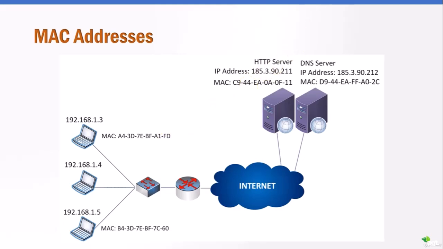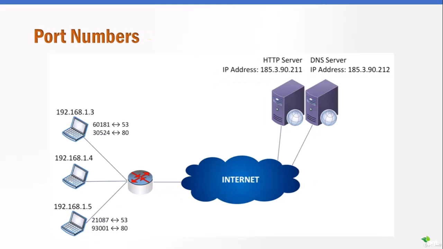And the third type of addressing are port numbers. Port numbers help us distinguish between different services running on a certain host. For example, this host over here is going to use its port number 60,181 to send data to the DNS server, which is running on port 53. And it's going to use its other port, 30,524, to send packets to the HTTP server, which is running on port 80.